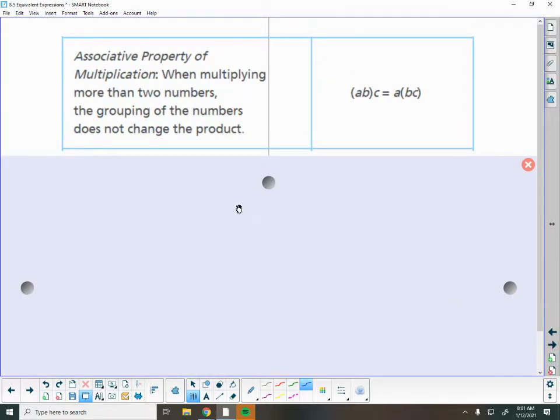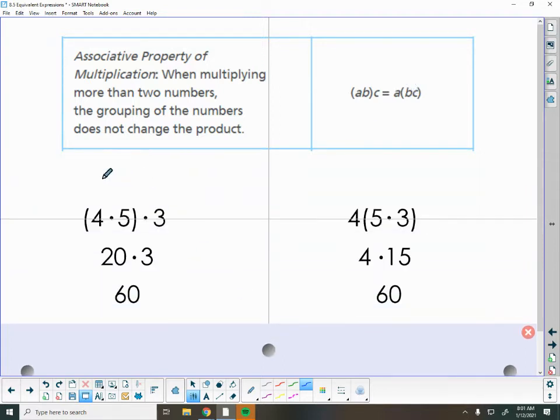That same rule applies for multiplication. It doesn't matter which ones we associate together as long as you're just multiplying. So we can do A times B, then C, or we can do B times C, then times A. We'll get the same product. Let's take a look. We could do 4 times 5 associated together, makes 20, times 3 is 60. We can associate 5 times 3 together first. 5 times 3 is 15, times 4 of those is still 60.